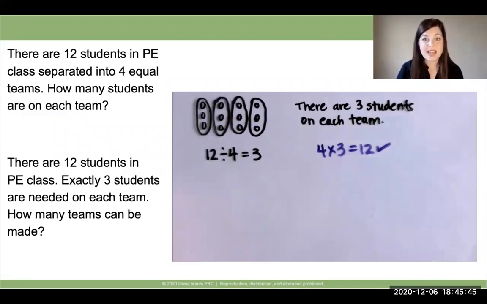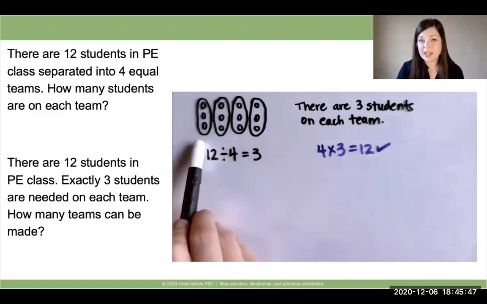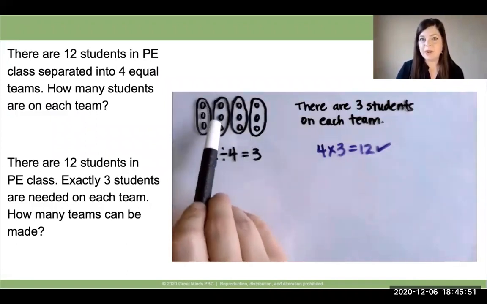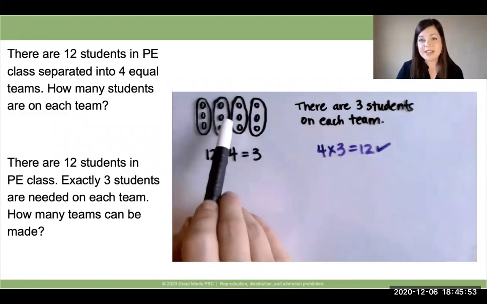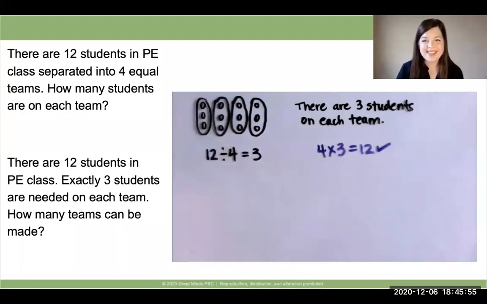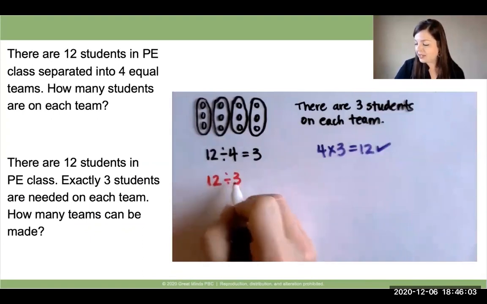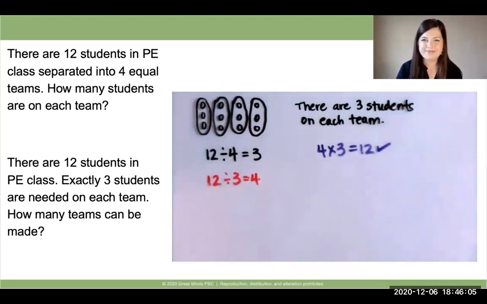I'm thinking we can use this same array. In this array, we can see 12 people total, we can see 3 people on each team, and we can see how many teams can be made. Tell me a division equation to represent this story. 12 divided by 3 equals 4.